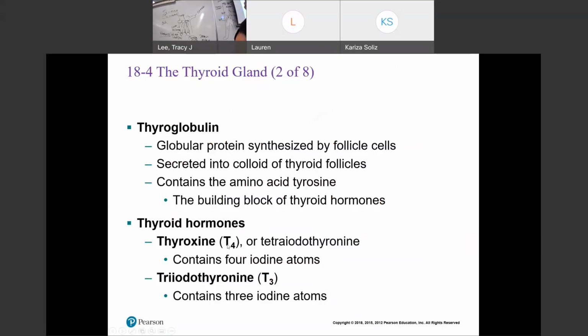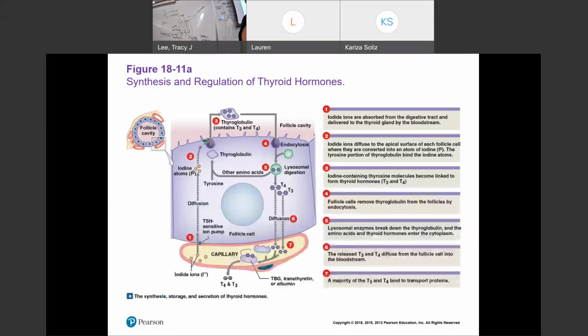T3, T4 are the big ones. T4 contains 4 iodine molecules. T3 contains 3 iodine molecules. You do not have to know all this. What do you need to know about T3, T4? T3 is the active form. It's going to trigger your metabolism. T4 is an inactive form attached to a globular protein, kind of waiting in the wings for when needed. So you don't have to know all these little details on this.